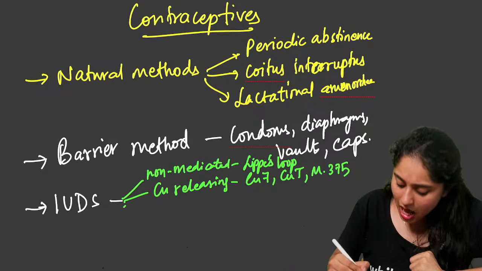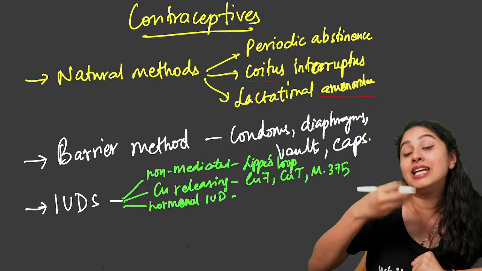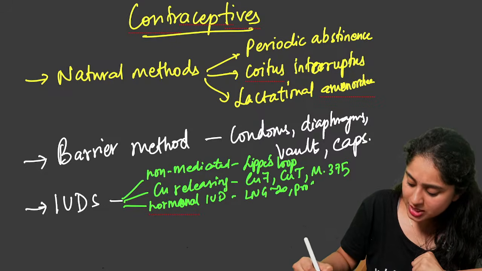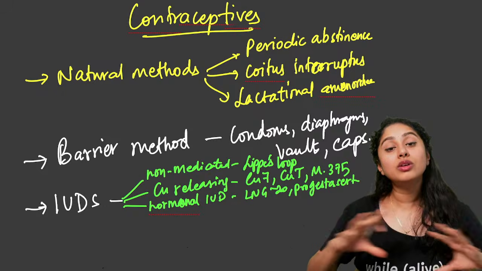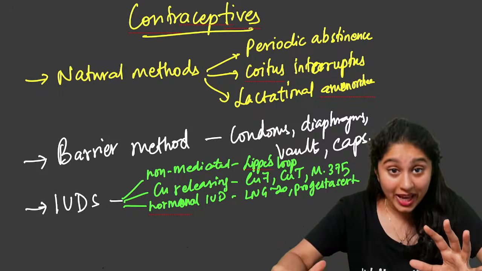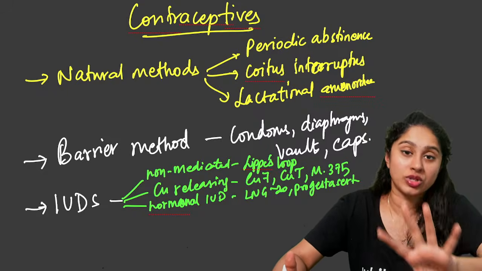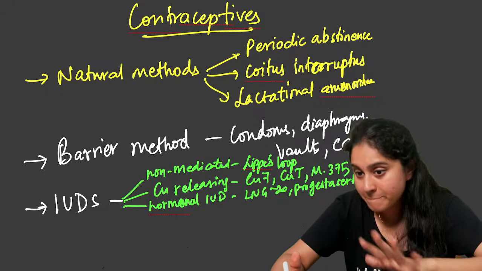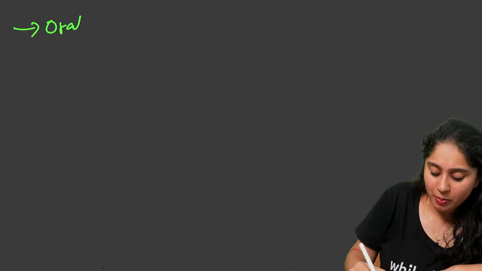Now the last one is the hormonal IUD. Hormonal IUDs continue to release some hormones. Examples: LNG-20 or Progestasert. All of these release hormones in a way that even if fertilization happens, the endometrium is not suitable for implantation. Is that clear?